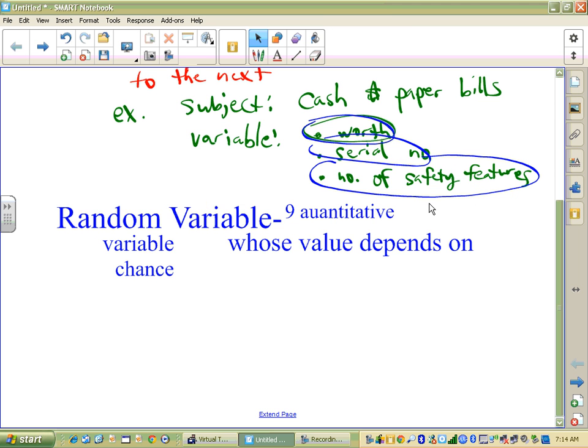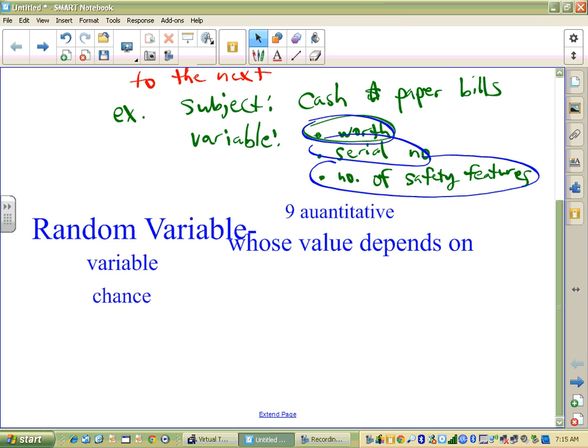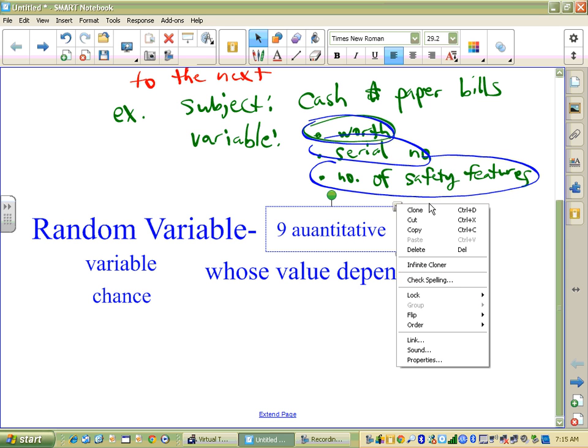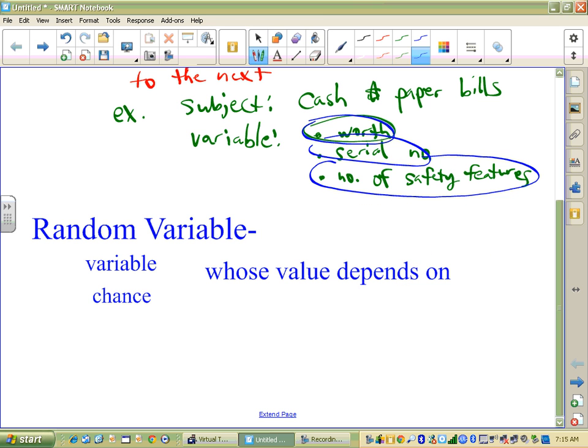There's a certain chance that it's going to be $1. Okay? If it's my wallet, there's a greater chance that it's going to be $1. Whoa, what happened with quantitative? Let's try that again. I can spell today. Let's try that one more time. A quantitative.